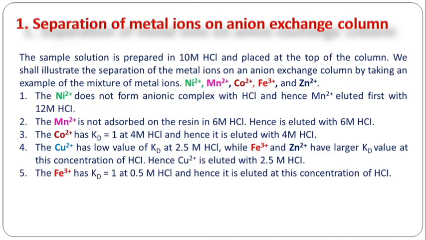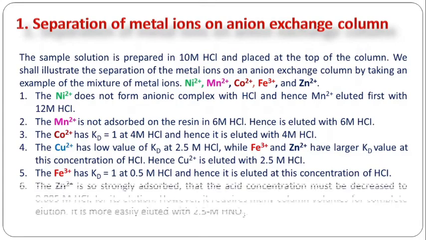Fe3 plus has a low value of distribution coefficient, that is Kd equal to 1, at 0.5 molar HCl, and hence it is eluted at this concentration of HCl. A low value of Kd means high exchange between resin and solution, and if there is high exchange, it comes out fast with the solution from the column.